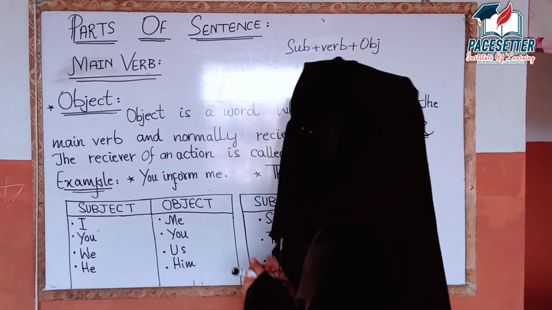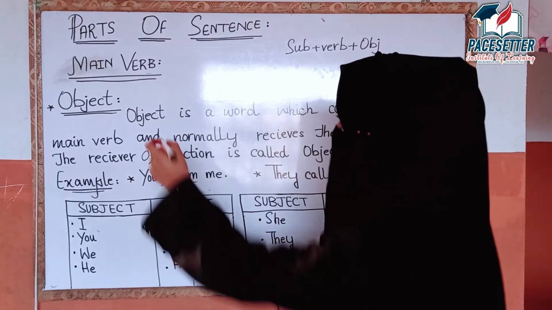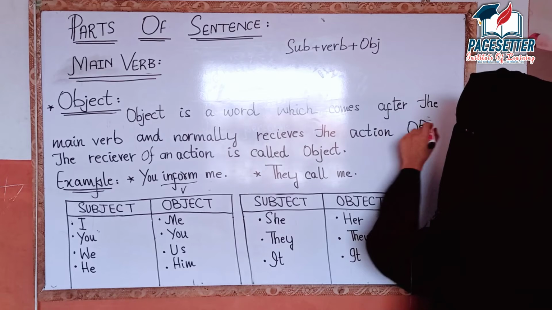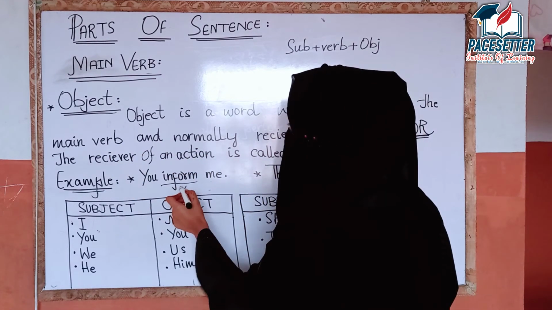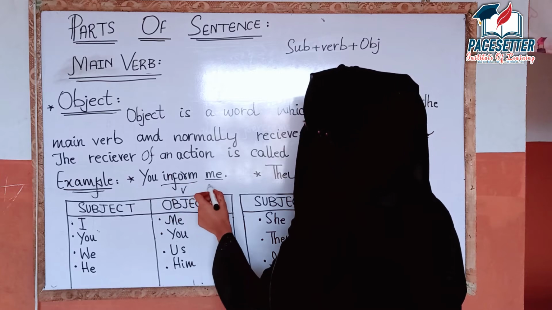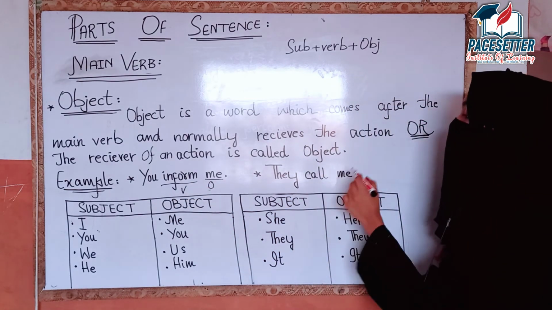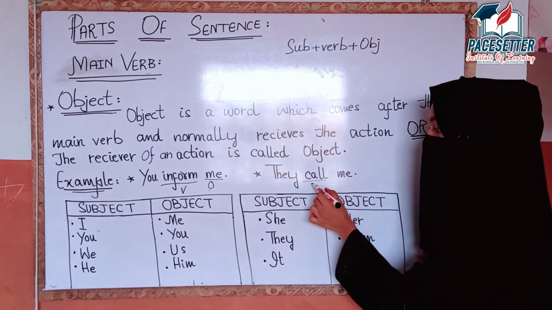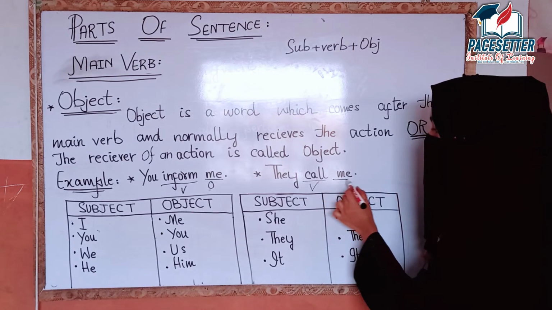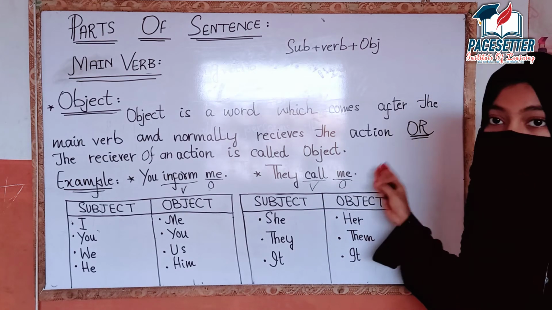You inform me. Inform is a verb, and according to definition, object is a word which comes after the verb. Inform is a verb and me is a word which comes after the verb, then it is object. Now, they call me. Call is a verb and me is after the verb, then it is object.